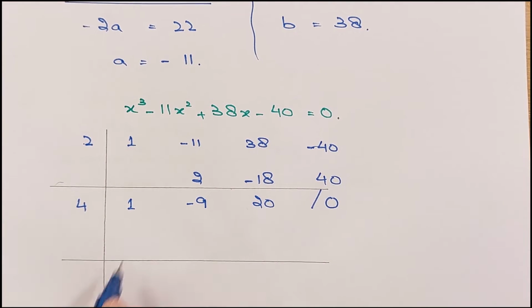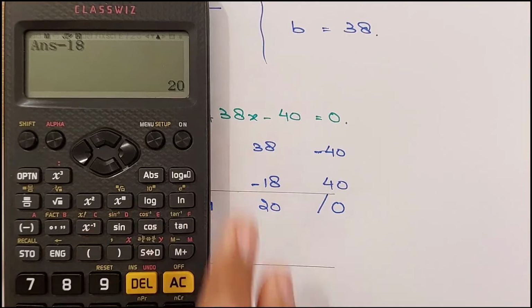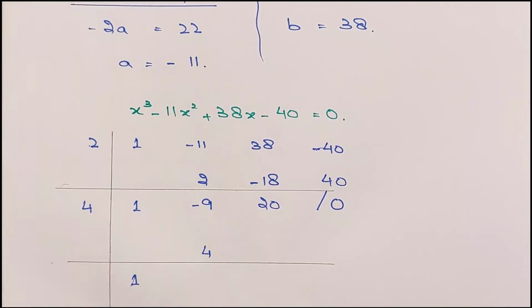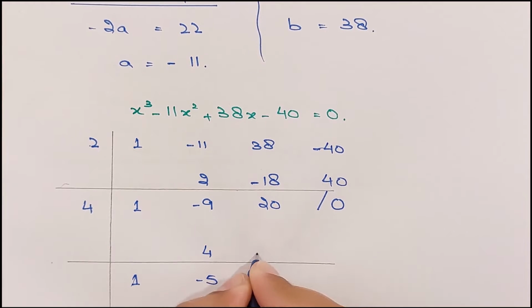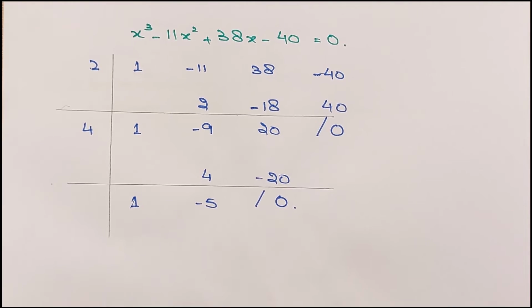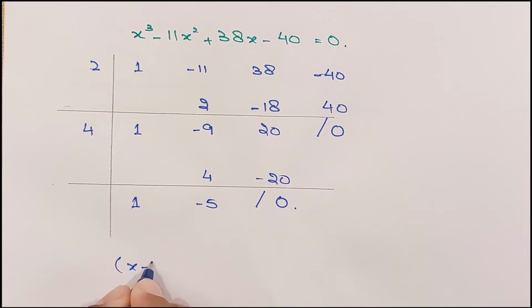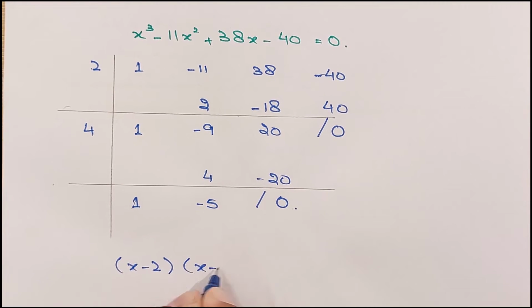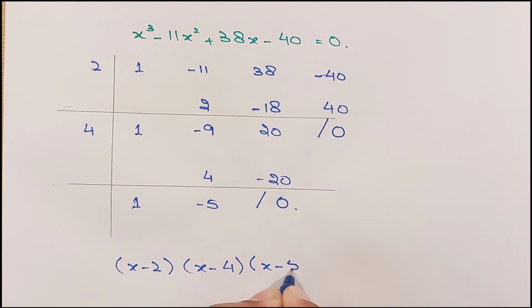Okay, bring the 1 down. We know 4 times 1 is 4, and 4 take away 9 is minus 5. 4 times minus 5 is minus 20, and this is 0, right? So we can write this down as x minus 2, x minus 4, and x minus 5, and this is equal to 0, right?